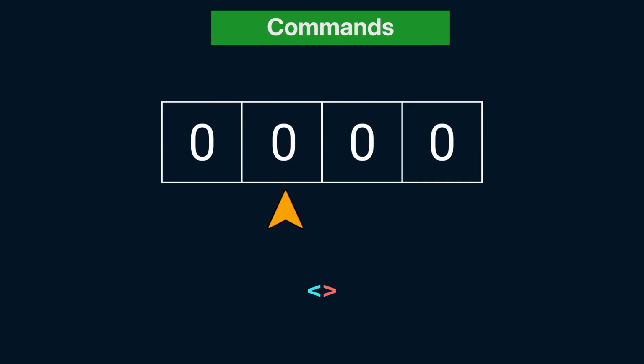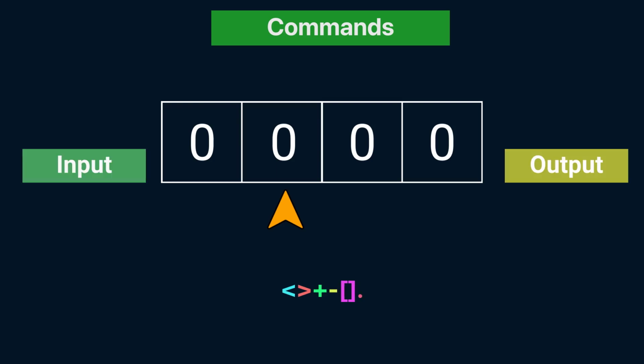To change the value of a cell, we can use the plus to increase the value or the minus to decrease it. With the square brackets, we can create a loop which will repeat until the current value of the cell is 0. And finally, we can use the dot to output the byte at the current location of the pointer, or use a comma to accept an input and store it at the current location.